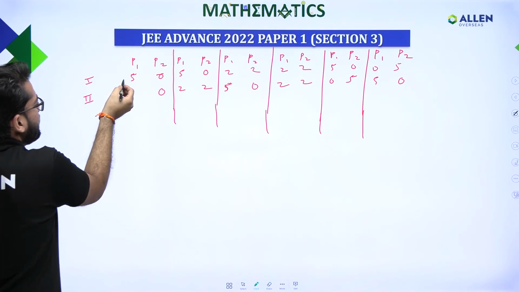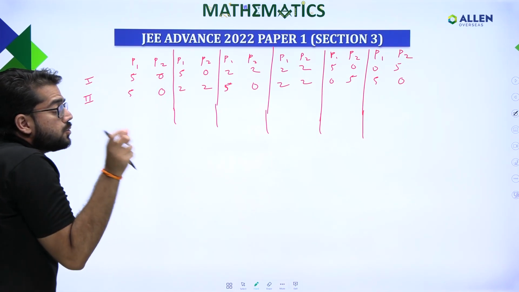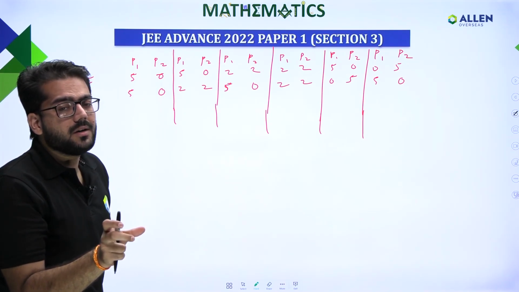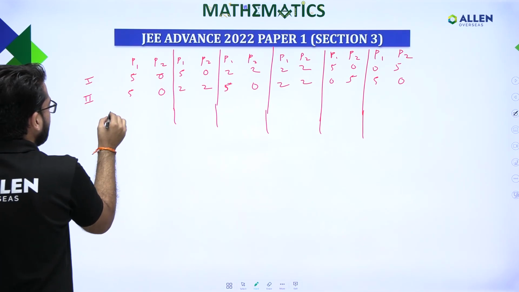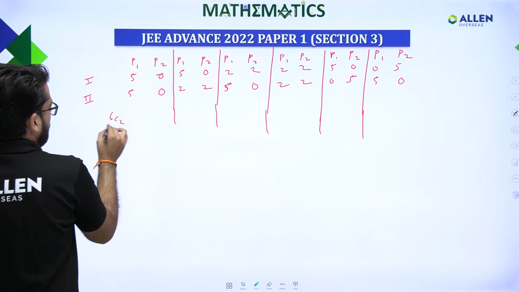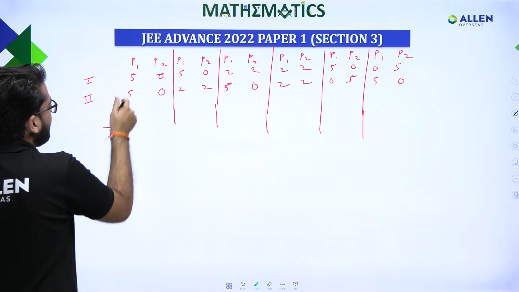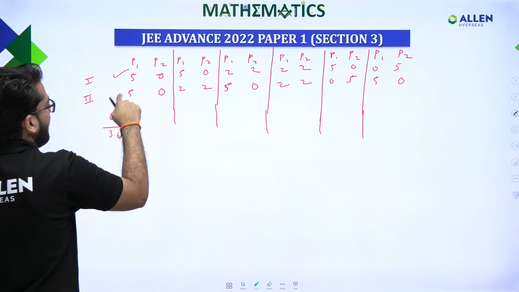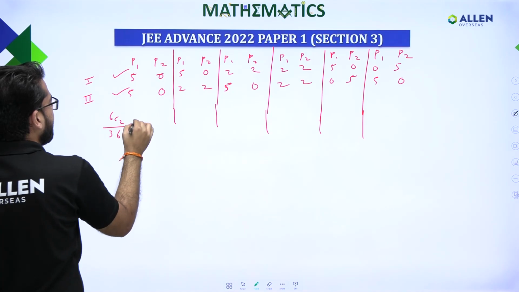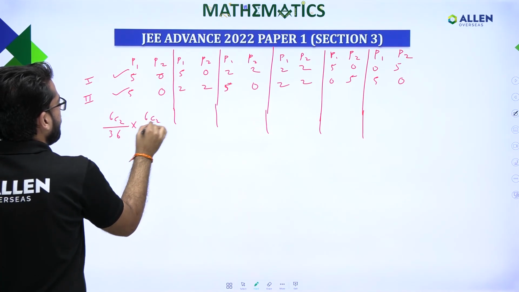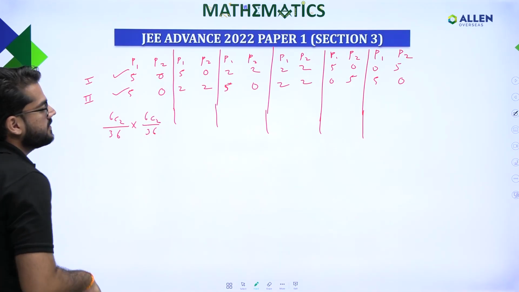Obviously, the probability of choosing any two numbers is what? The probability is 6C2 and the total outcomes we have is 36, we know, right? Same thing for this one, 5-0. Again, we have a repeated one, 5-0. So we can again write 6C2 divided by 36, right?